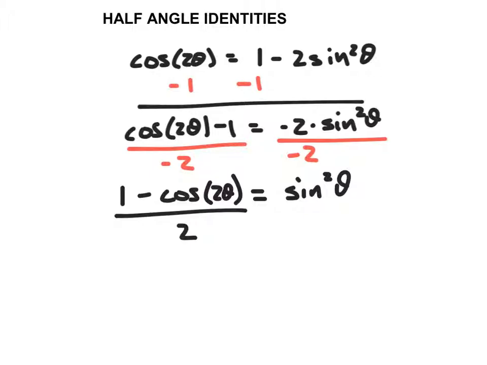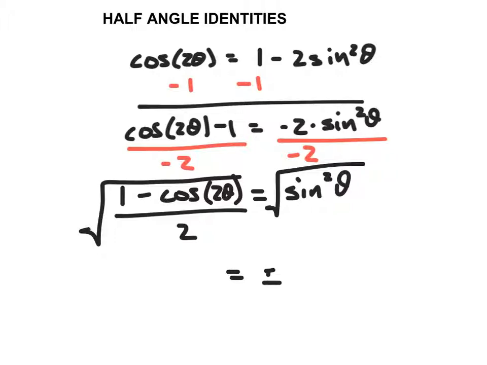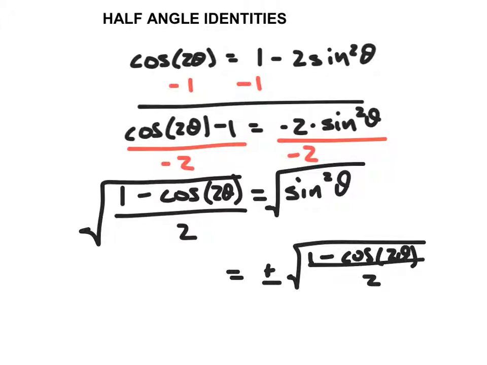And so because I'm dividing by a negative 2 here, it's going to make everything in my numerator opposite down here. Okay, and then what I'm going to do is take the square root of both sides. So when I apply the square root, I'm going to switch these up a little bit. I'm going to do plus or minus here, square root of (1 minus cosine of 2 theta) over 2, and that's going to equal sine of theta.